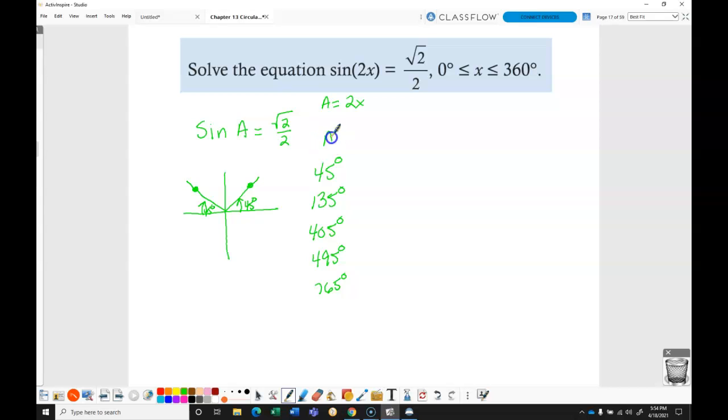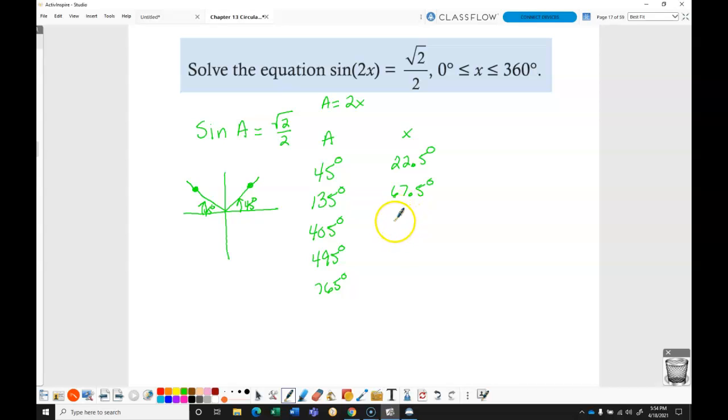Well, this is what A equals. And we know that A is equal to 2x. So that means that x is equal to half of that amount. So half of 45 is 22.5 degrees. That's one of our answers because that's between 0 and 360. Half of 135 is 67.5 degrees. That's still good.